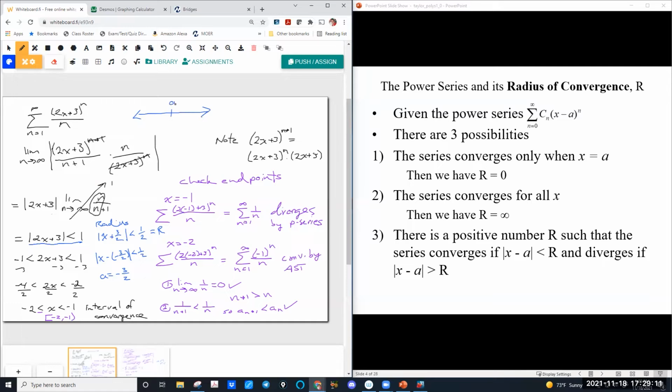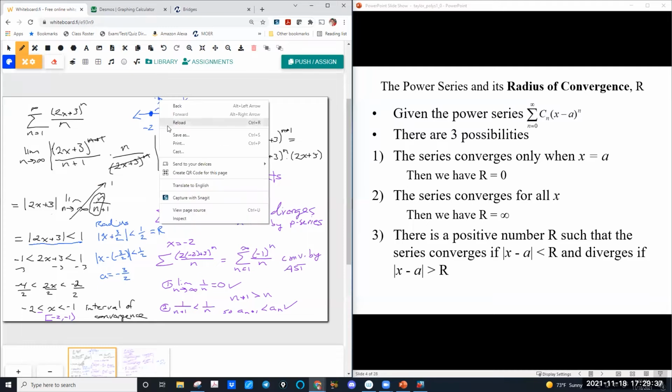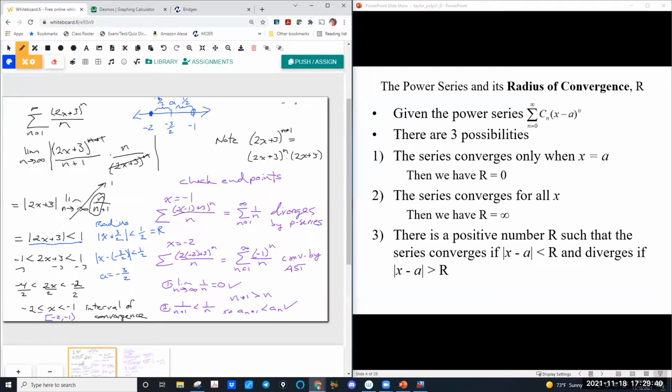So here's our a, it's at negative 3/2. We know our interval of convergence is -2 to -1, and if we want to be specific, not included, included. But look at the distance from our center point. That distance is 1/2, and this distance is 1/2, even though that doesn't look like a 1/2 there. That's what the radius of convergence tells us: how far to the right and left of center our series converges.